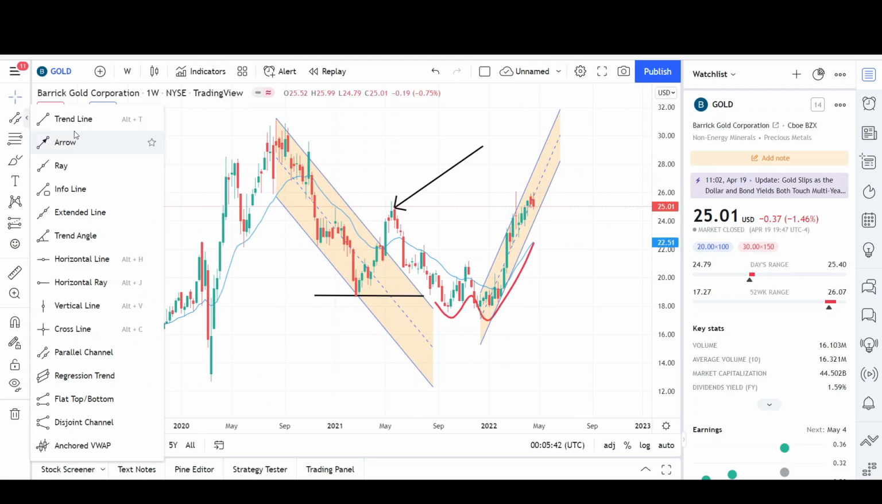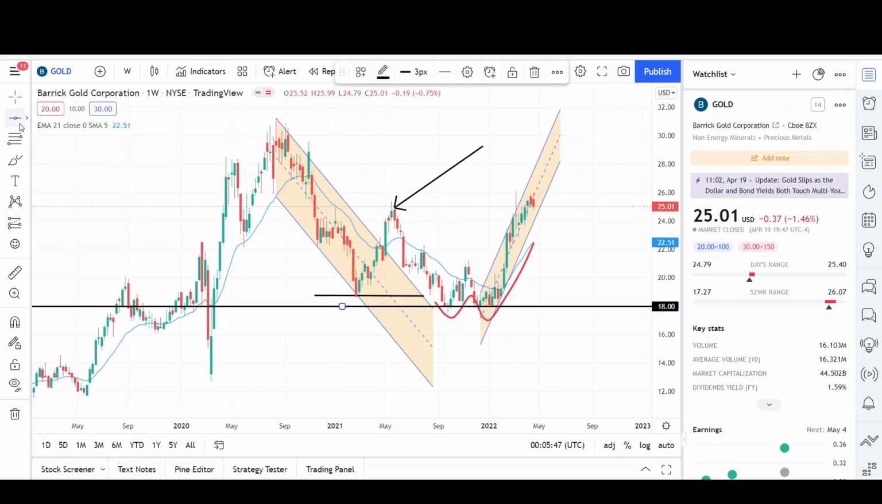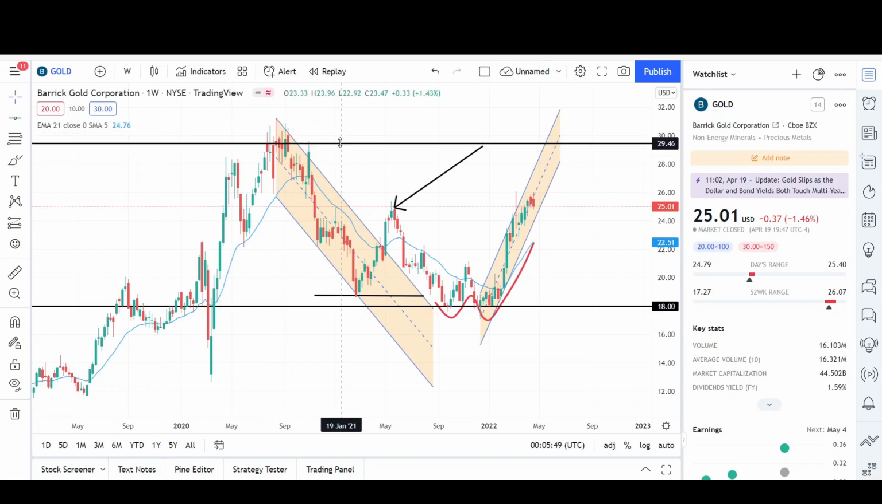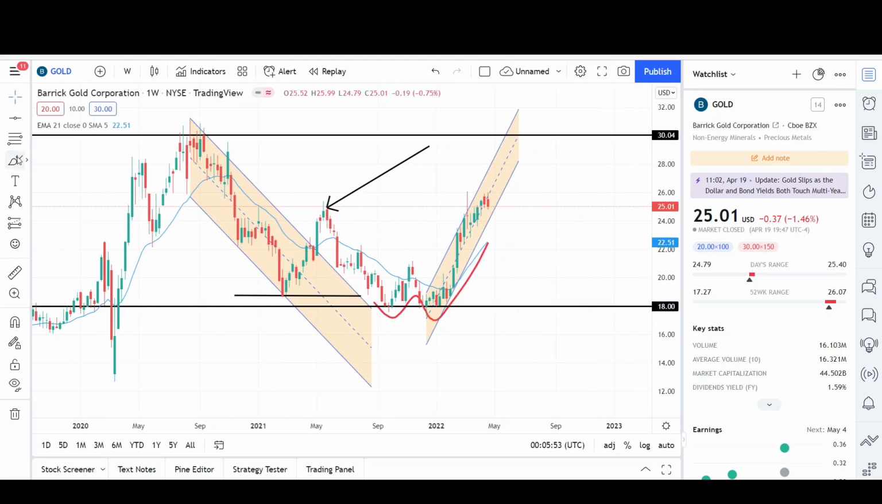It looks like the major pattern is a range. So you can see the range low is at the $18 level, and the range high right now is right at the $30 level. So right now we came off the lows. We can go all the way up to the highs. There's also a bigger measured move in play.